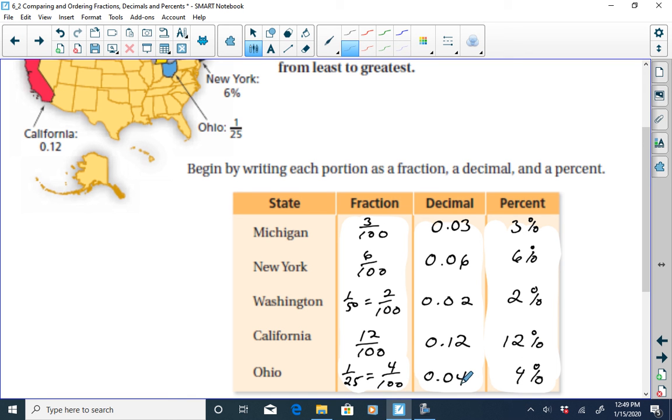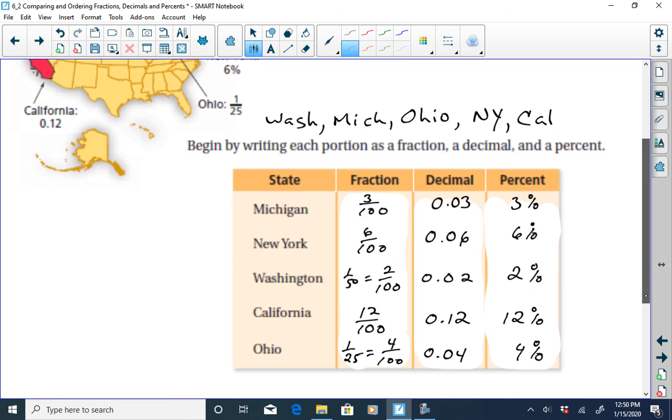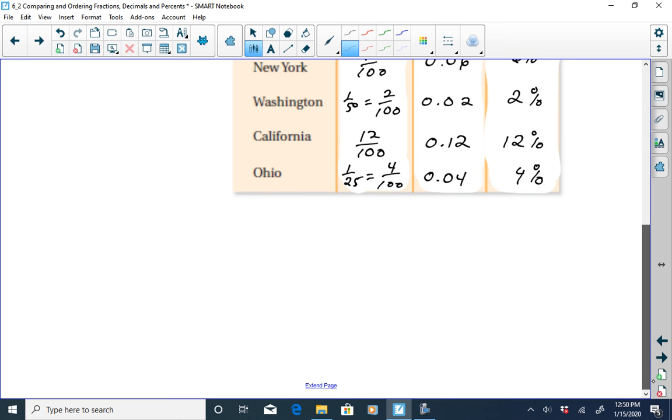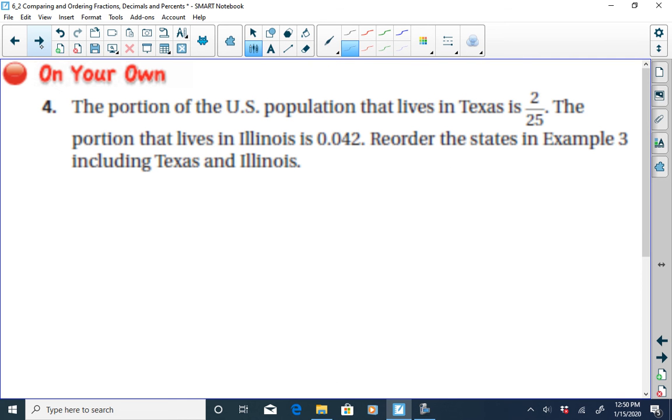Now that we have each state and their population in the form of a fraction, decimal, and a percent, we're able to list in order from least to greatest. So from least to greatest, we'll compare the percents. Washington would be the least. Then we have Michigan. Then we'd have Ohio. Then we'd have New York. And then we'd have California from least to greatest. All right? The key being, write each form, fraction, decimal, and percent. And then we're able to compare.